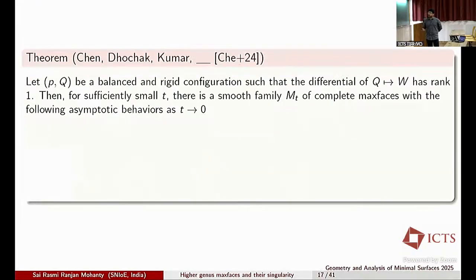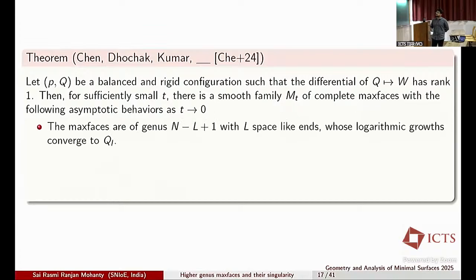So using this configuration, balanced and rigid, and this differential map Q to W has rank 1, then for sufficiently small t, we have a smooth family of complete maxfaces. And the behavior of this family of surfaces, as t tends to 0: each member of this family has genus N minus A plus 1. Here capital N means number of necks, capital L means number of sheets, and there are L space-like ends whose logarithmic growth converges to Q_L. So this will decide which type of end, either planar or catenoid.